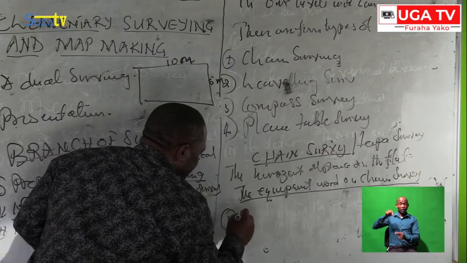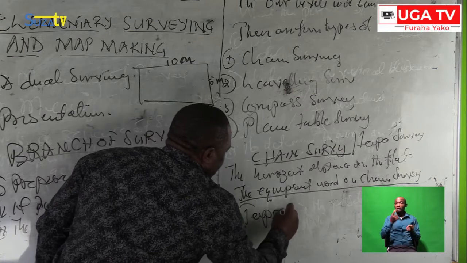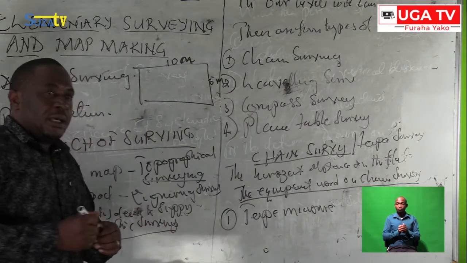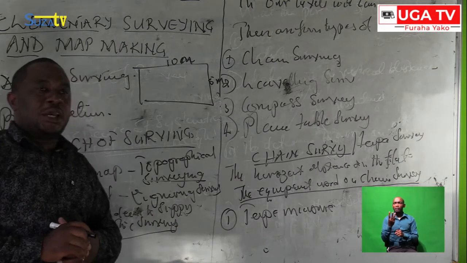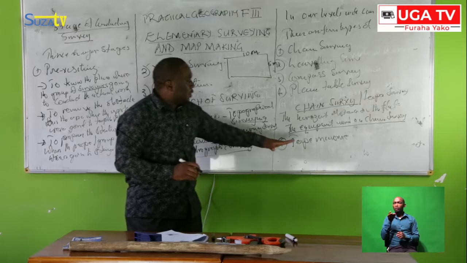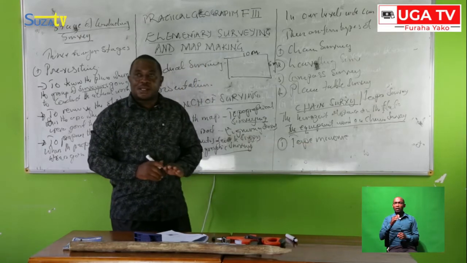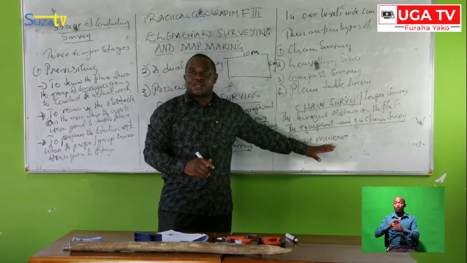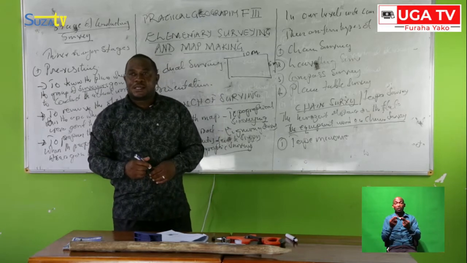Number one, we can say is a tape measure. We can use a tape measure. So my student, there are three things here I want to tell you. One, to know the instrument, to mention the instrument. Second, to know the material used on that instrument. And thirdly, to know the uses of that instrument.